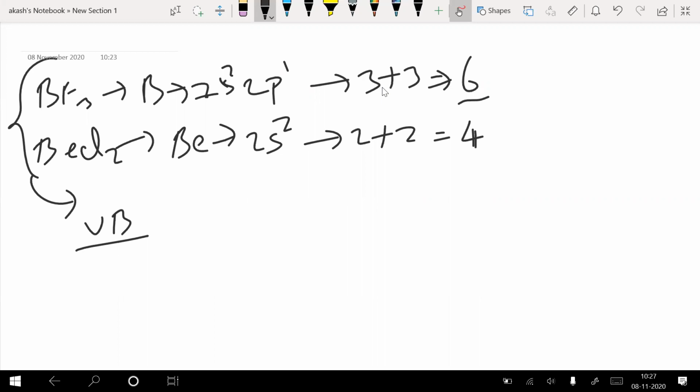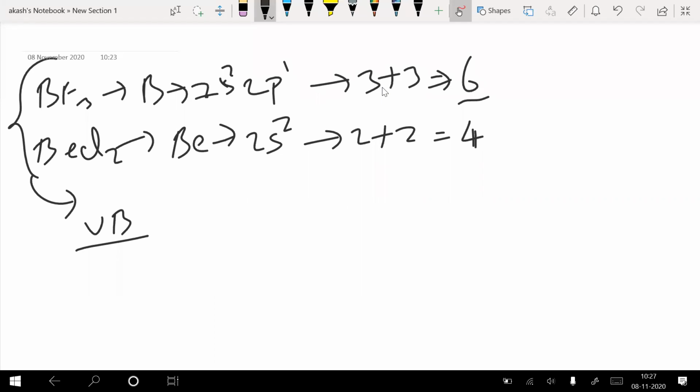Again, I'll repeat the statement. Valence bond theory says a covalent bond is formed when the unpaired electrons in the valence shell of an atom get paired. As simple as that. I think this makes sense. If you just take some examples, you'll clearly understand what I'm trying to say.